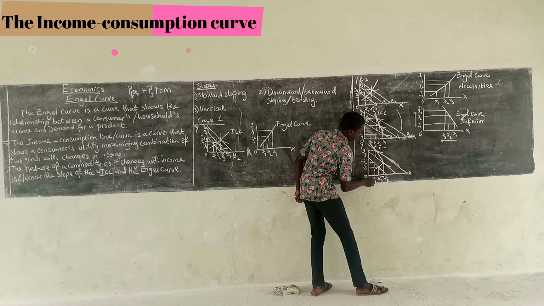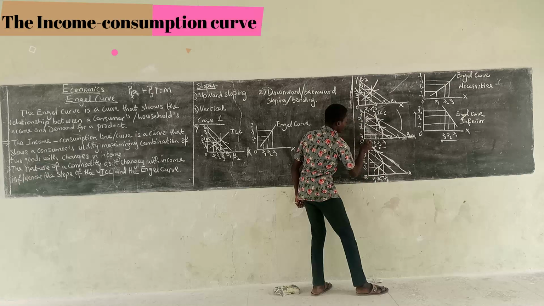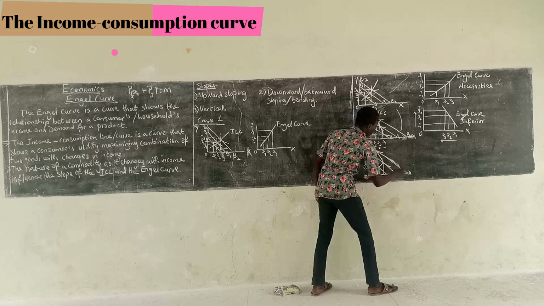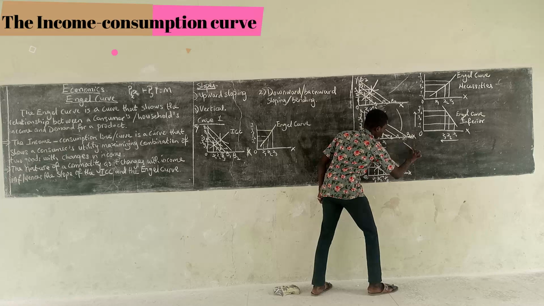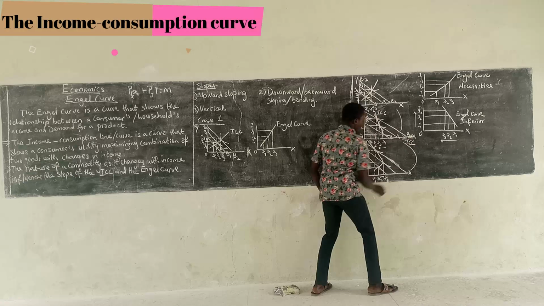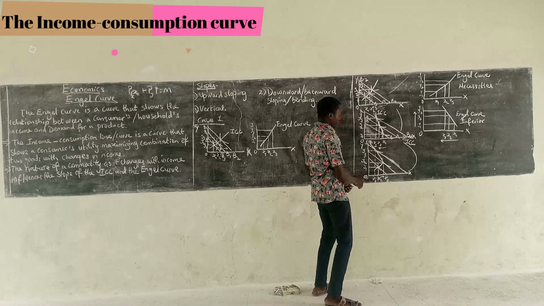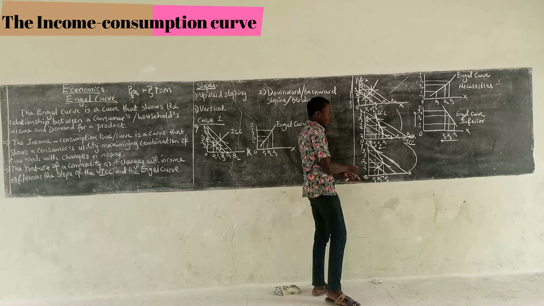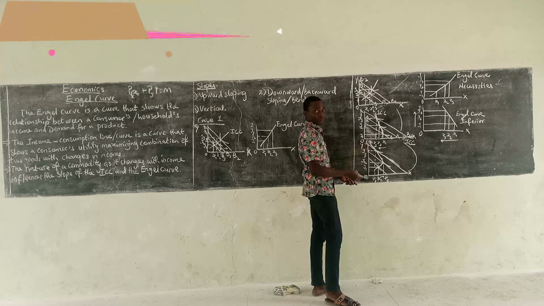So here you have this is the ICC. Clearly, the ICC in this case is something like this. This is showing that bend very well. This is for a commodity where at the beginning it was normal, but then as income rose significantly, it became an inferior good.